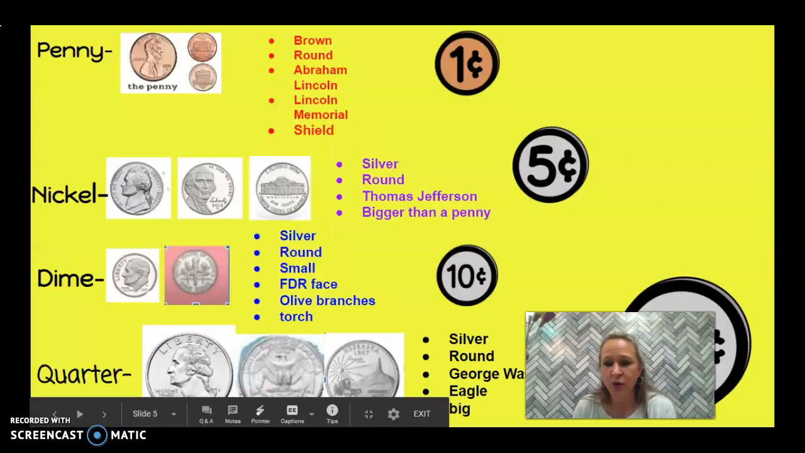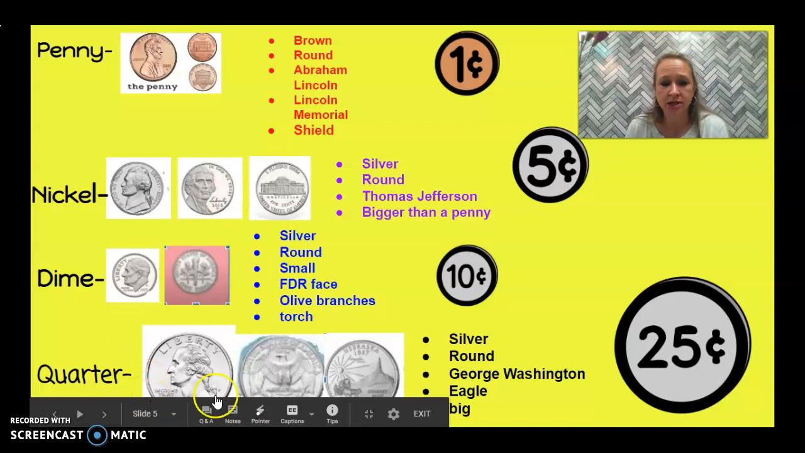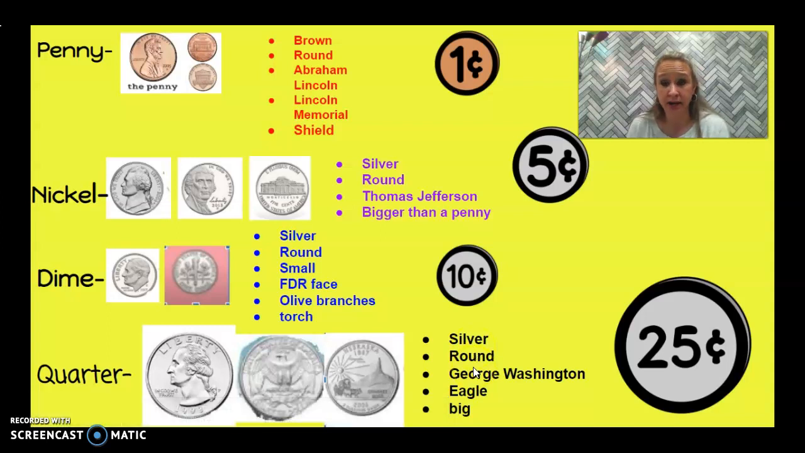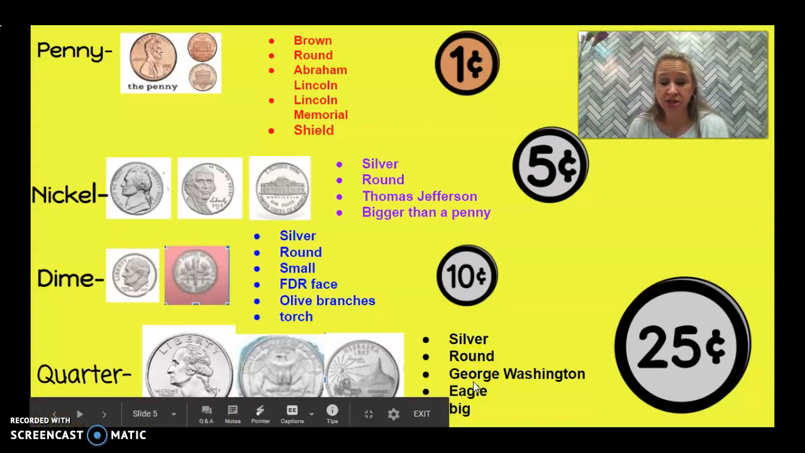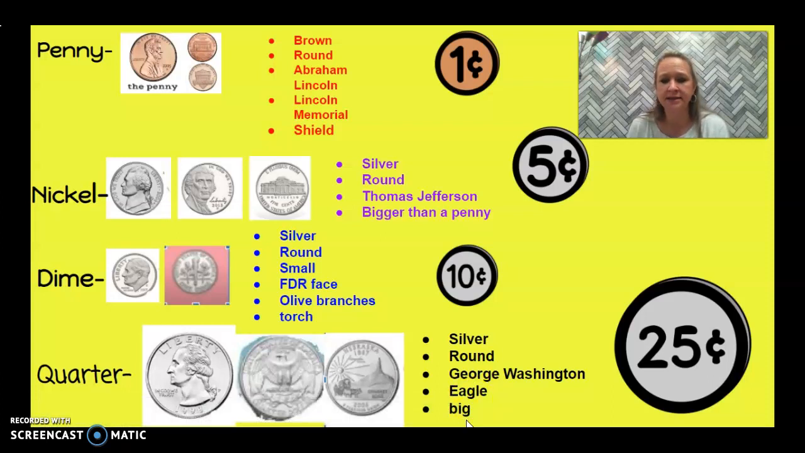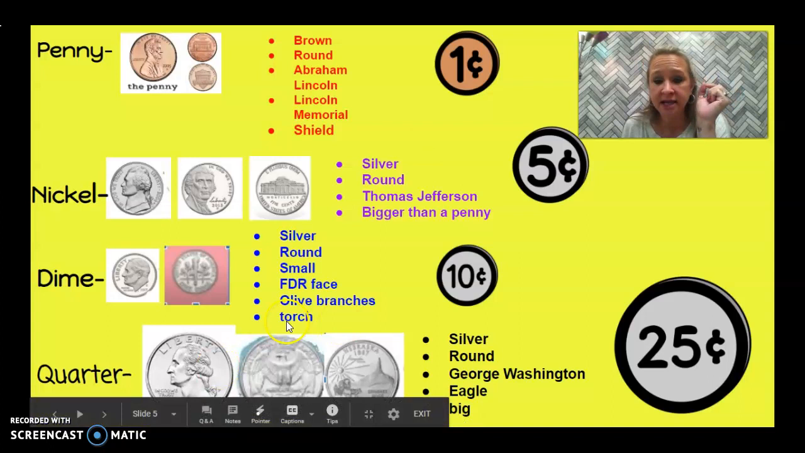Let's add what you noticed to our anchor chart. So here's the front of a quarter. Here's the back of an old quarter and the back of a new quarter. You told me that the quarters were silver. They were round. They had George Washington. That some had an eagle. And did anybody notice that the quarter is big? It's a big coin. Let's take a closer look at how big it is.